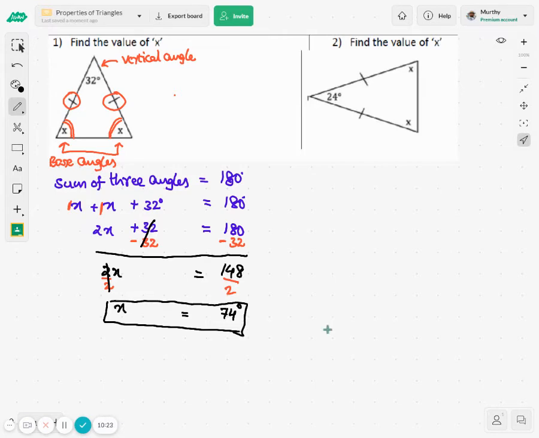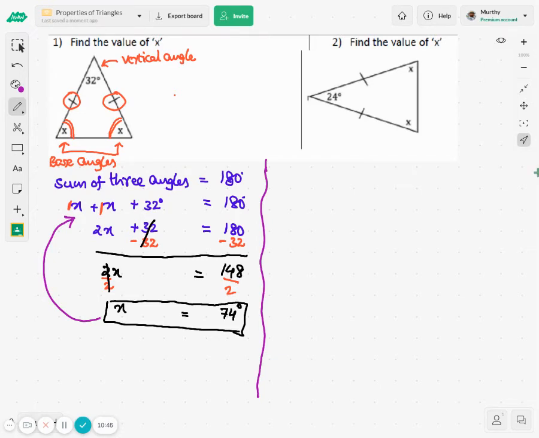If you are not sure whether your answer is correct or not, you can always plug the value of x back into the equation and check whether it is equal to 180 degrees or not. Okay, then let's quickly jump to the next example here.